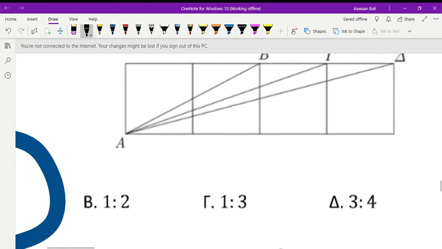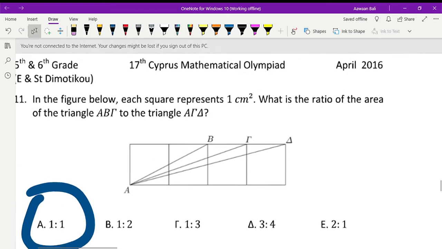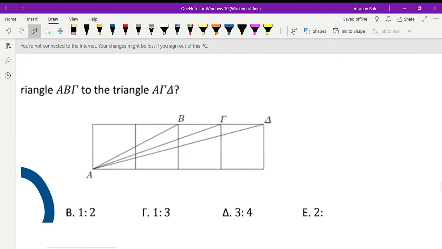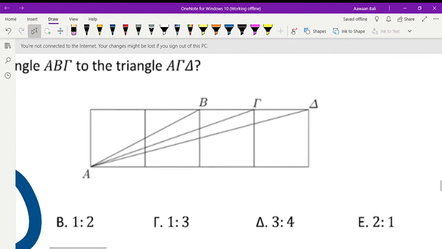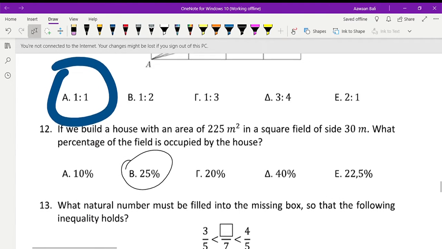You can also do this as an approach if you say, since anyways each square represents 1 centimeter squared, and anyways if you add them all together you can say half, so then they're both equal. So the answer is alpha, 1:1.